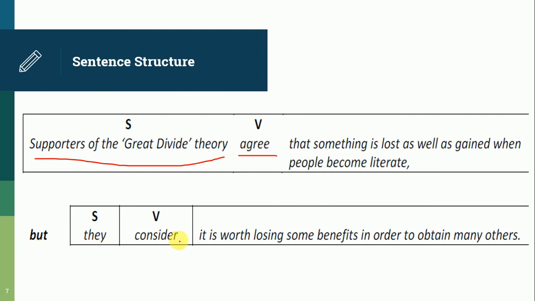But they consider it's worth losing some benefits in order to obtain many others. So what is but? It's a coordinating conjunction. These two sentences are joined. You can see that there are two sentences, or they can be called two clauses, two independent clauses, or simple sentences. They are connected by the conjunction but. So both of them together are called a compound sentence. I hope you understood this point.